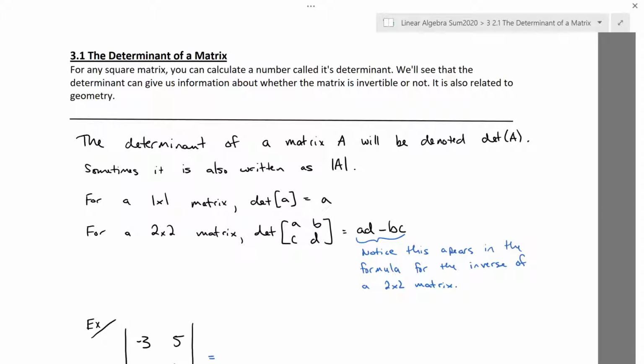In this video, we're going to introduce the determinant of a matrix. The determinant of a matrix is a number associated to a square matrix, and one of its main uses is that it's going to give us information about whether the matrix is invertible or not. We'll see later on that it's also related to geometry in terms of areas and volumes.